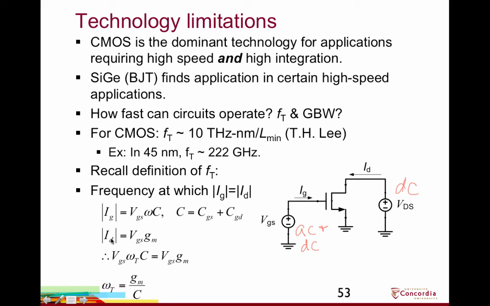Now, the drain current phasor is simply VGS times GM. You can draw the small signal model if you're a little rusty with this. For this work, we're going to ignore the fact that the drain current phasor has a component that comes from the gate-drain capacitance. Okay, so we're going to equate these two. The gate current is VGS times omega T times C, where omega T is the frequency at which they're the same, and the drain current is VGS times GM. So we get rid of the VGS, we rearrange, and we get omega T is equal to GM over C. That's a common thing that we'll see: frequencies written as a conductance over a capacitance.